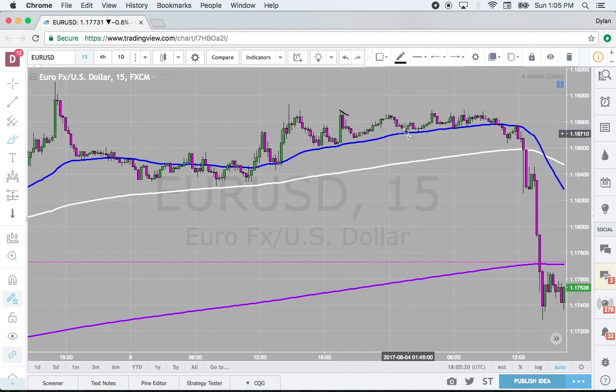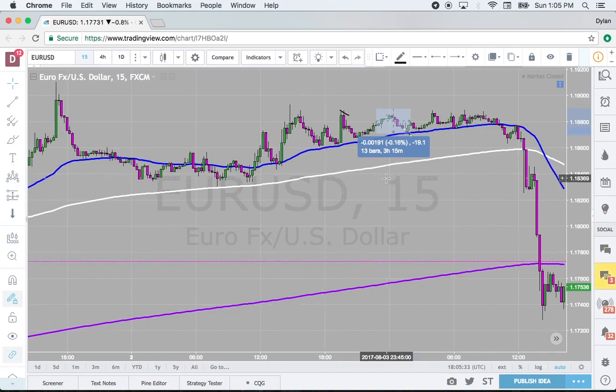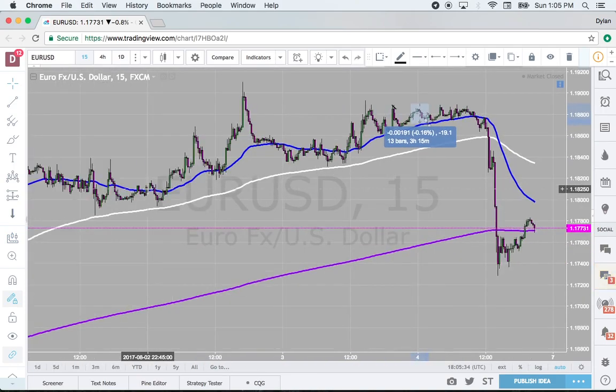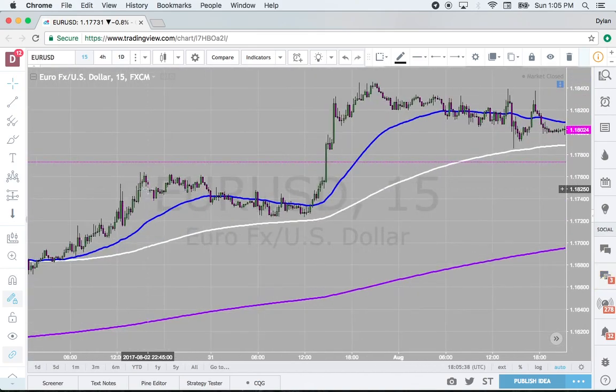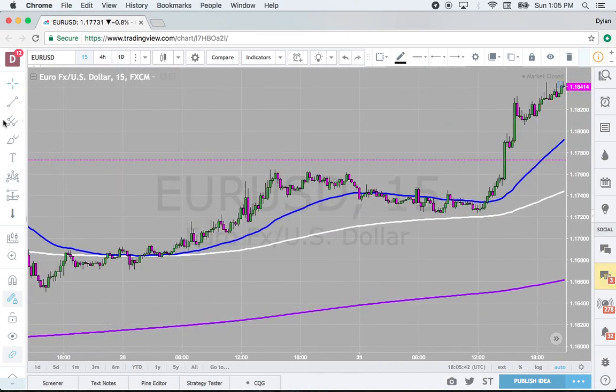Now that's pretty lousy because it's going against the trend. It's not many pips. About 18, 20 pips. It's alright. Usually it's about 30 pips. Usually optimal trading is about 30 to 50 pips. The blue, 30 pips. The white, 50 pips.